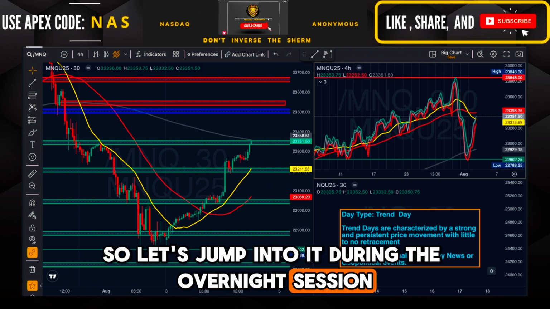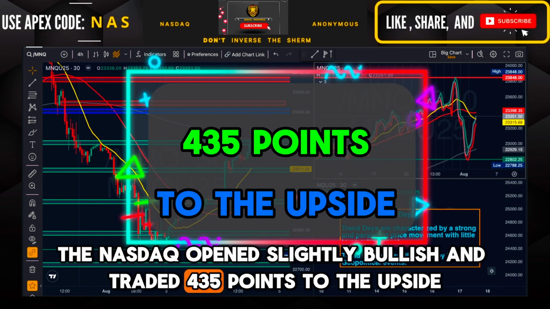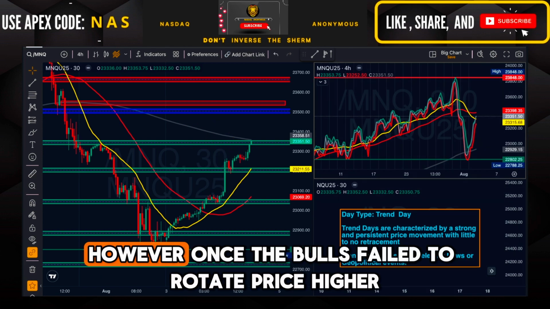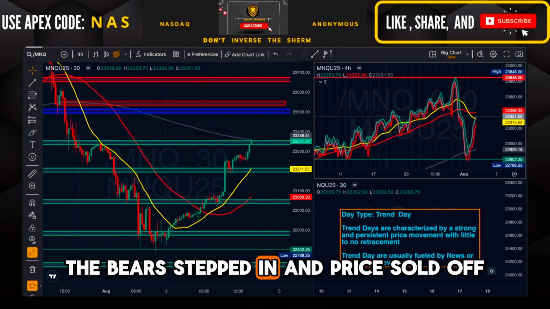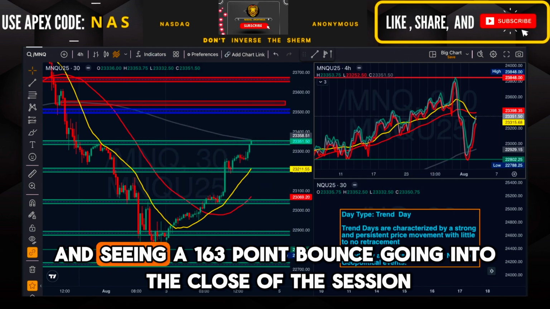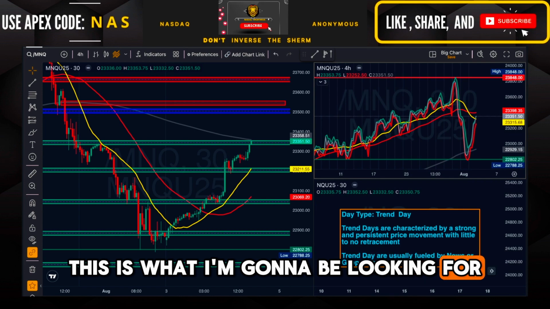During the overnight session, the Nasdaq opened slightly bullish and traded 435 points to the upside into a previous area of resistance. However, once the bulls failed to rotate price higher, the bears stepped in and price sold off 67 points to the downside, seeing a 163 point bounce going into the close of the session. And based on this price action, this is what I'm going to be looking for.